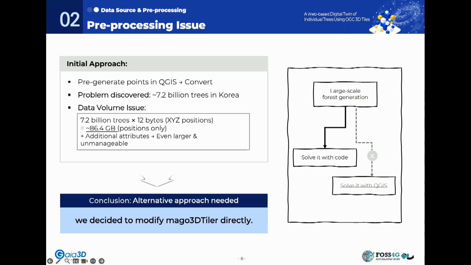When we calculated the data size, we realized that 7.2 billion trees, using only 12 bytes per tree for XYZ coordinates, would be about 86.4 gigabytes, and this is only for position data. If we also include attributes like species, height, and density, the data size becomes impossible to handle. Because of this, we need a different solution. This is why we decided to modify Mago 3D Tiler directly.